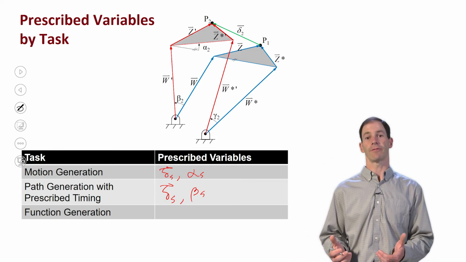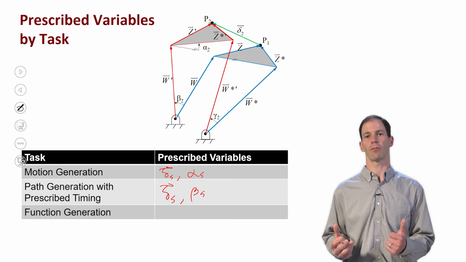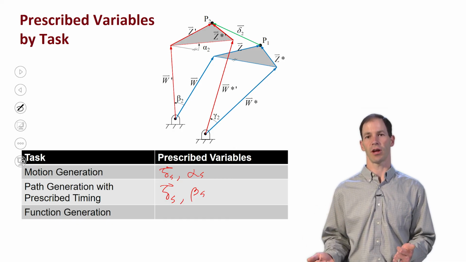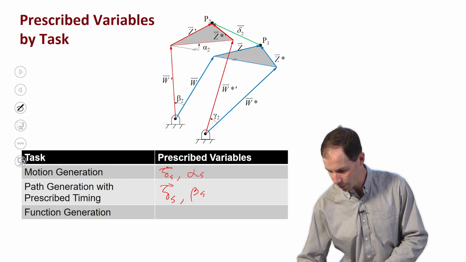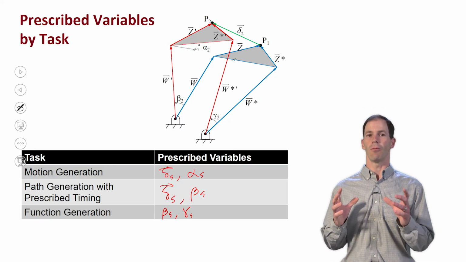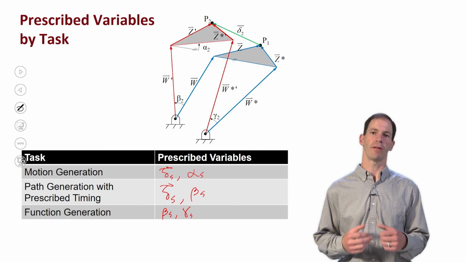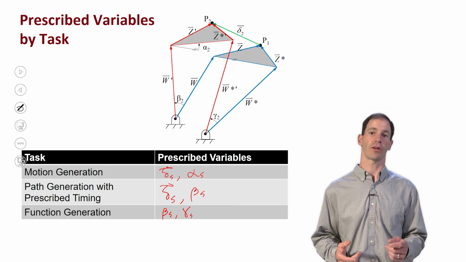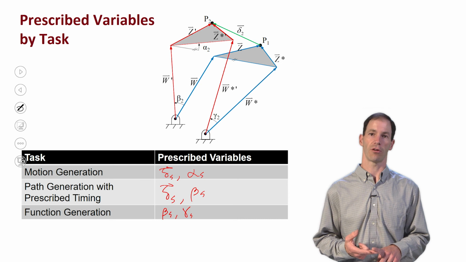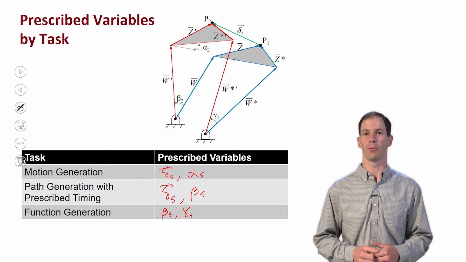And then finally, when I go to a function generator, now I don't care where my precision point is, but I do care about the rotation of the input link relative to the rotation of the output link. So in this case, I'm prescribing both the betas as well as the gamma angles. So we're going to find that once I'm able to specify or figure out what is prescribed as part of the problem, I'm going to then use this standard form to start synthesizing motion generators, path generators with and without timing, as well as function generators. So we'll get to all of those and then extend this out to multiple loop mechanisms as well.